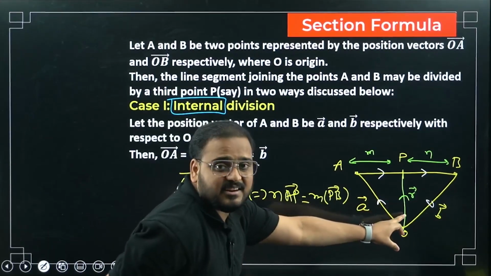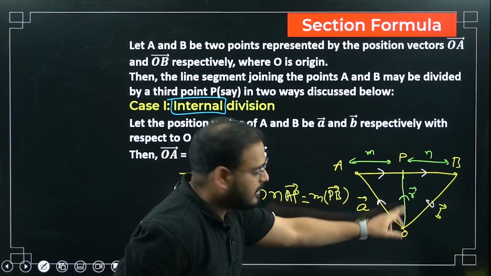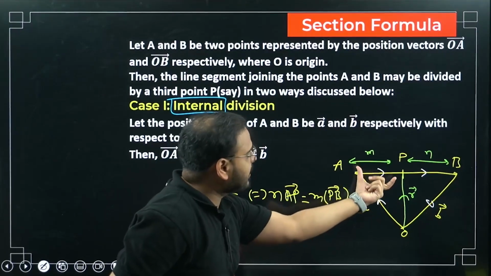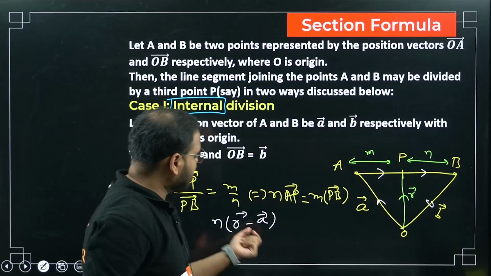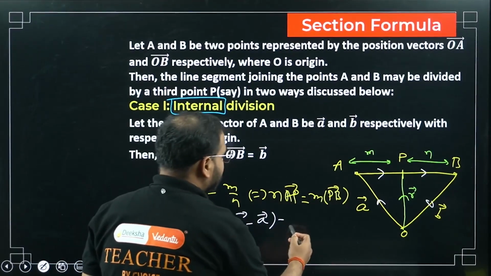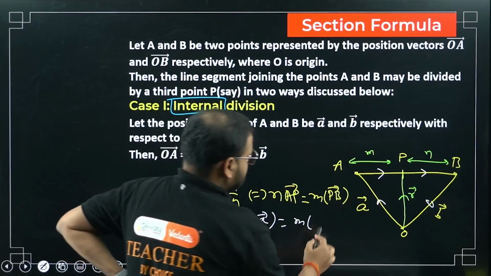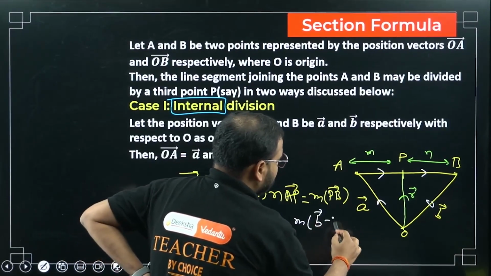If R is the resultant vector for the triangle OAP, then I can write R as OA plus AP. So AP will become R minus A. Same thing is written over here. Same way I can write for PB also. What will I write? B minus R. Please check. B minus R.